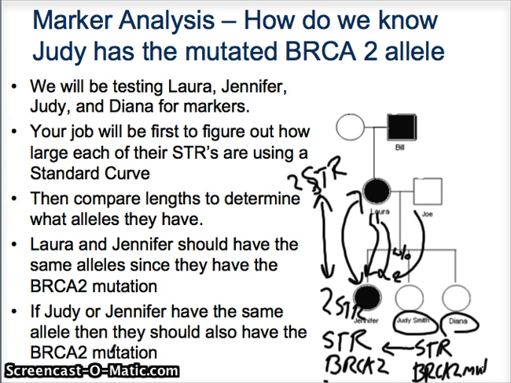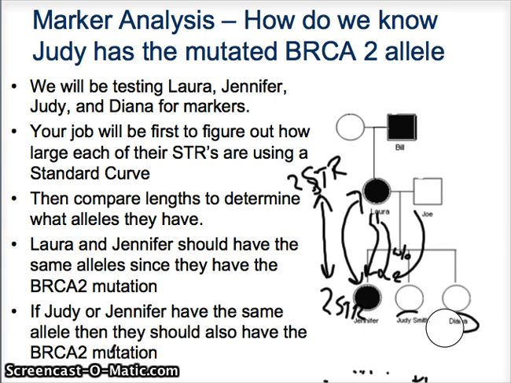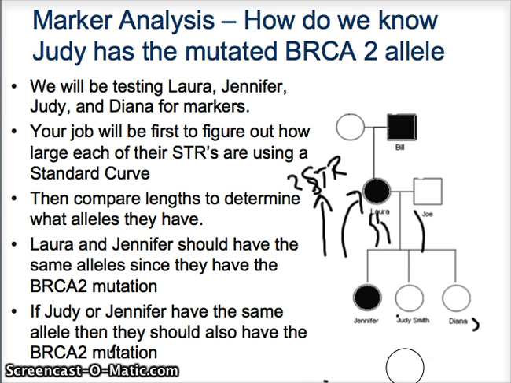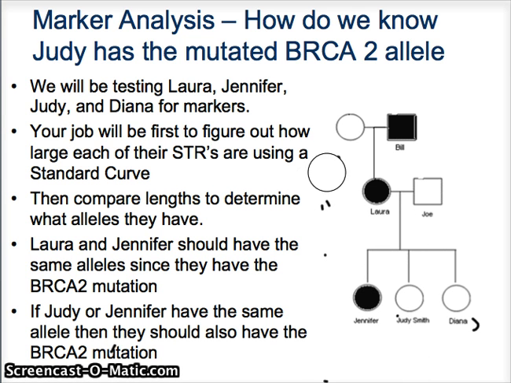Alright, and we're going to do all of this using gel electrophoresis. So again, we're just identifying these STRs, and if these two have an STR in common with these two, then they most likely have the BRCA2 mutation. It'd be just like if we were looking at the genes and seeing if they are in common. Like if they all had the same sickle cell band, then they all have sickle cell. It's just a little bit different because we're using STRs.